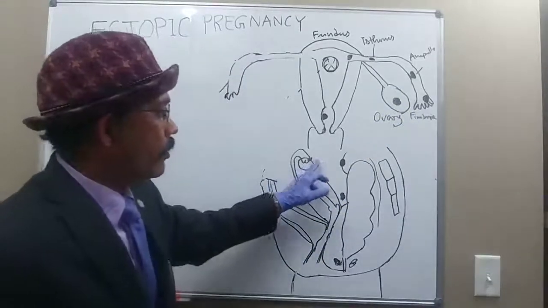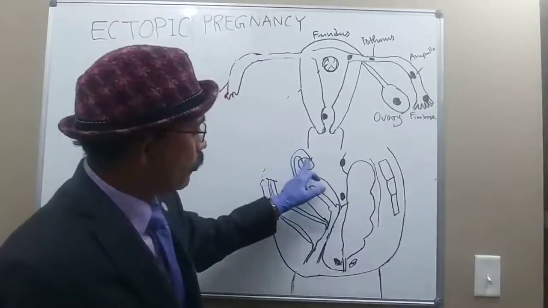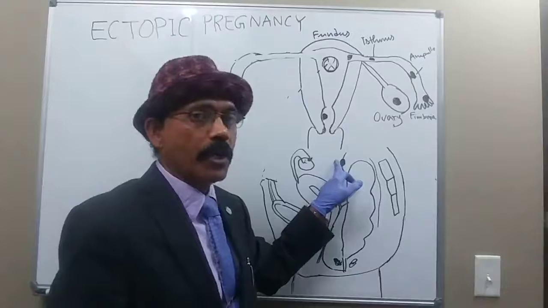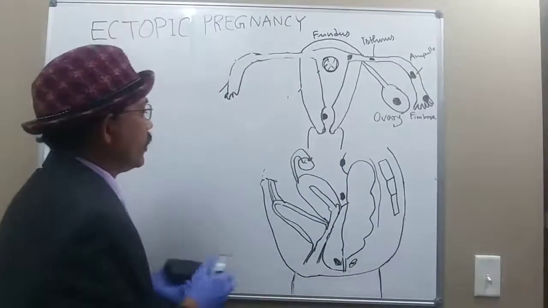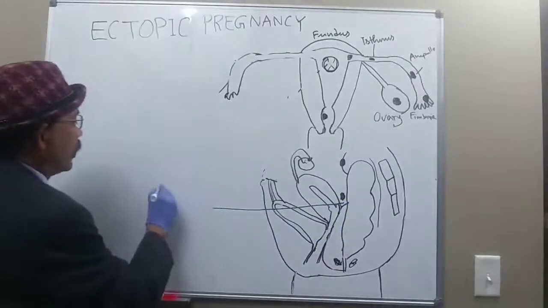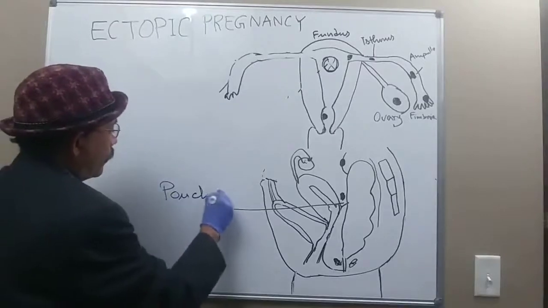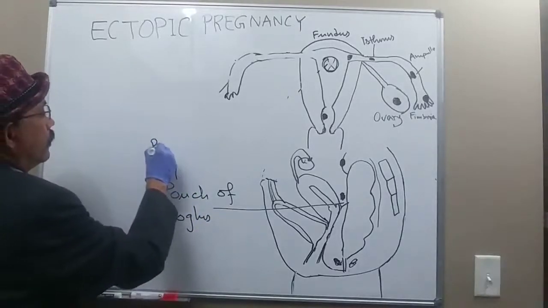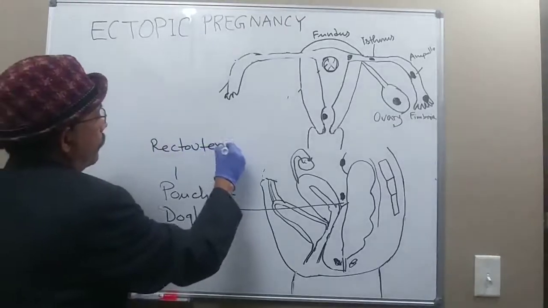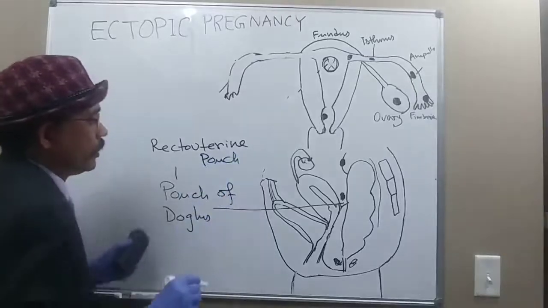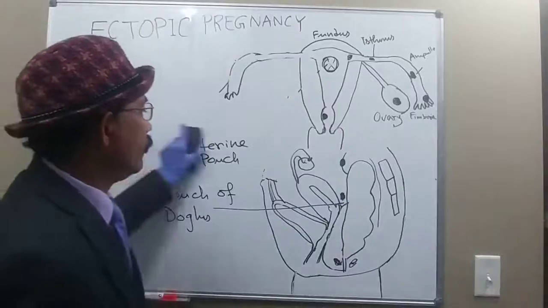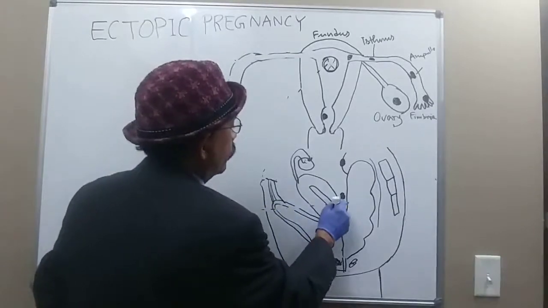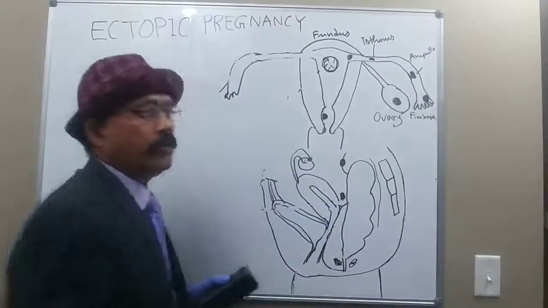Sometimes it may go into the peritoneal cavity, in the abdomen, spilled from the fallopian tube. It may be implanted inside the peritoneal cavity, on the intestine, on the greater omentum, maybe in the pouch of Douglas. This part is called the pouch of Douglas, also called the recto-uterine pouch. So it may be implanted here. We call it intra-abdominal pregnancy. That is a possibility. So there are many places for ectopic pregnancy sites.